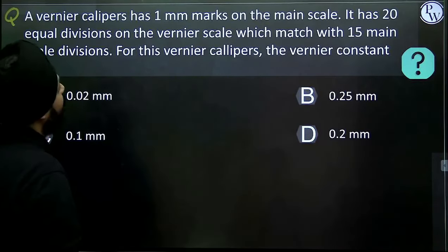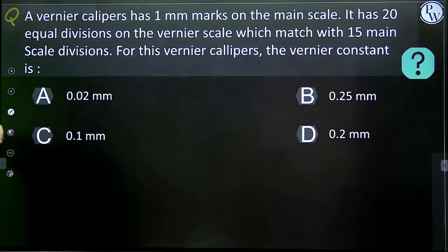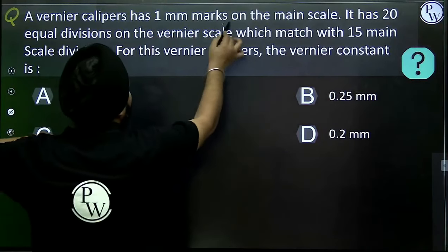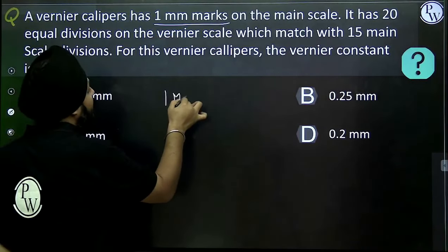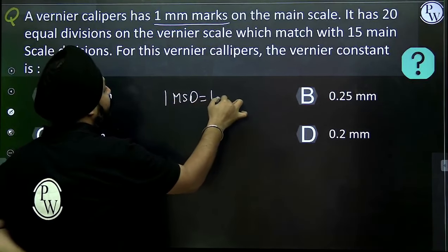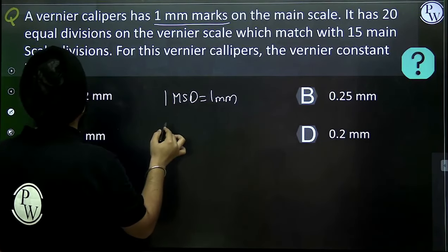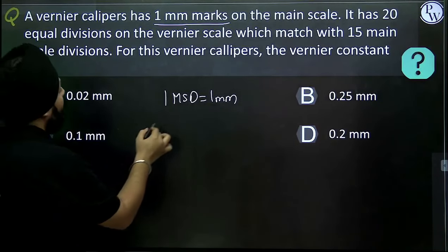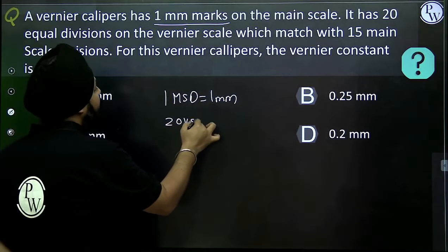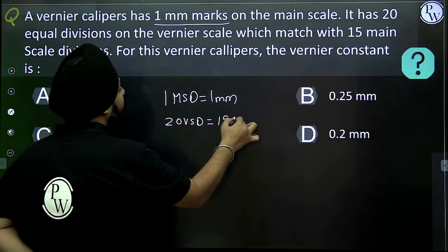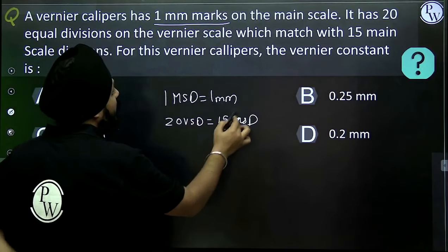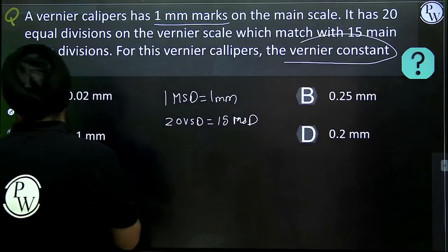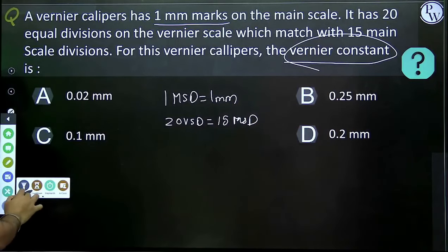Now what is another? A Vernier caliper has 1 mm marks. See, 1 MSD is equivalent to 1 mm. There are 20 equal divisions on the Vernier scale, and 20 VSD coincide with 15 MSD. Same procedure you need to follow. Now here we are using the Vernier constant. Okay, let's move on. Let me give you all a minute to solve this.